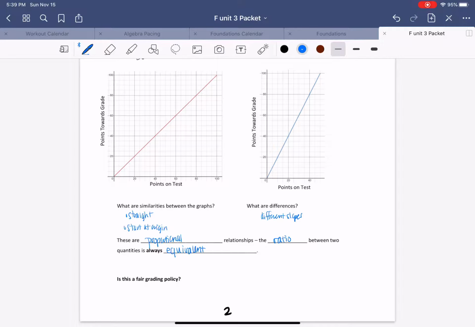So please stop the video and reflect. Is this a fair grading policy to have every question be worth the same amount of points?